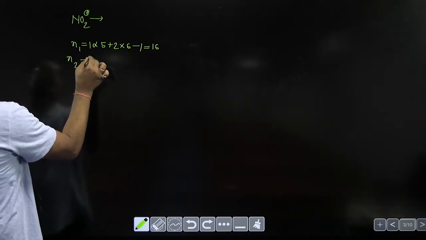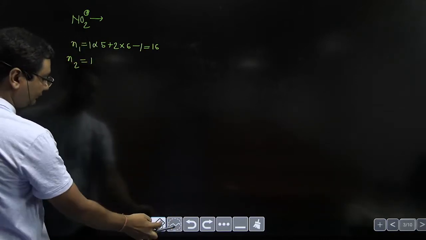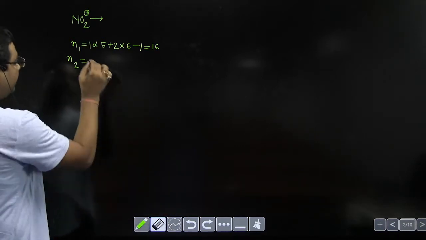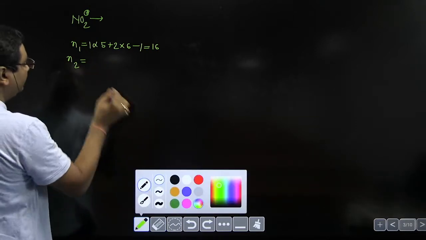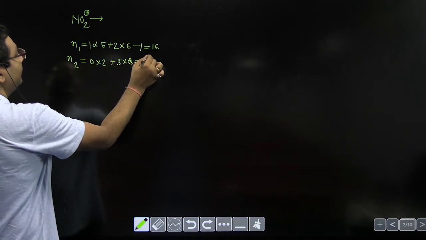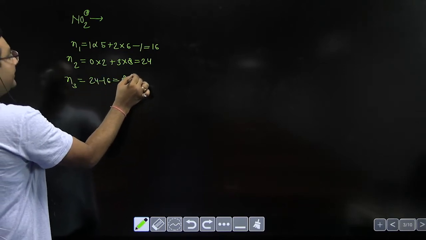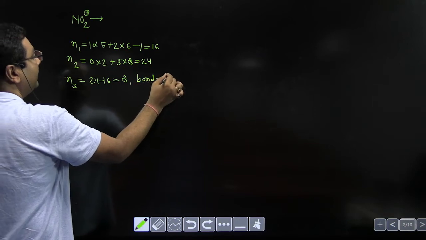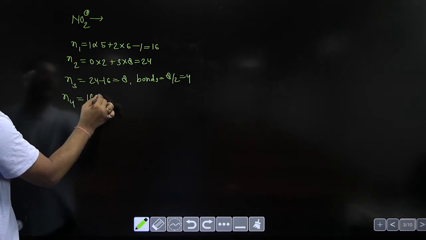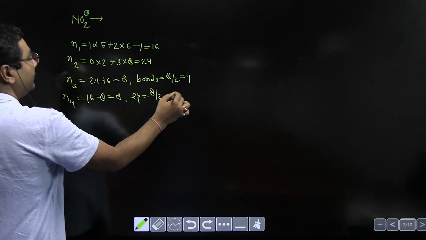N2 equal to 1 into 0 into 2. No hydrogen atom, so now it is 0 into 2, plus total 3 atoms, 3 into 8, this is equal to 24. Now N3 equal to 24 minus 16 equal to 8, means total bond electrons equal to 8, so bonds equal to 8 by 2 means 4. Now N4 equal to N1 minus N3, this is 16 minus 8 equal to 8. So lone pair electrons equal to 8 by 2 means 4.